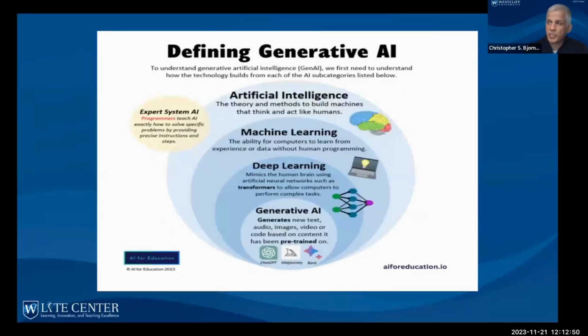Here's an interesting little picture I wanted to put up for you all to look at. It just breaks down the different levels of AI. At the top, we have the overarching artificial intelligence, theory and methods to build machines that think and act like humans. The next level, we have machine learning, the ability for computers to learn from experience or data. And then we go into deep learning, mimicking the human brain using artificial neural networks, which then eventually helped to develop generative AI and make it more popular.